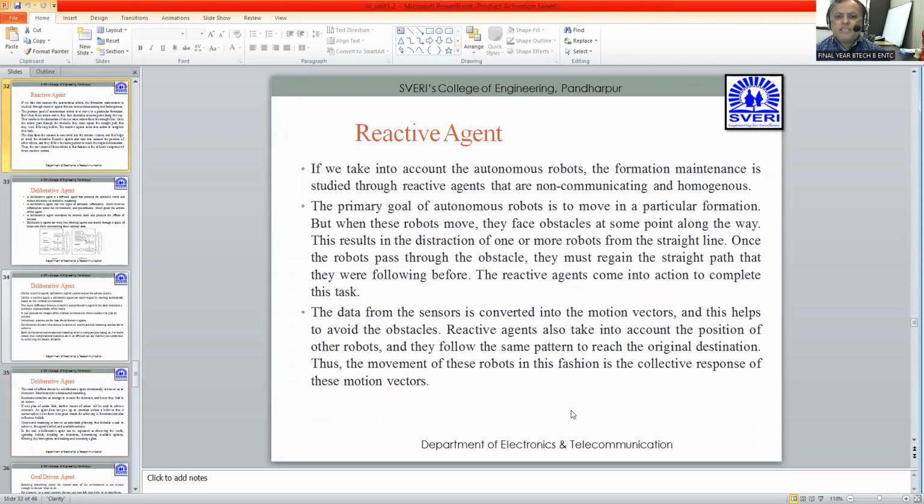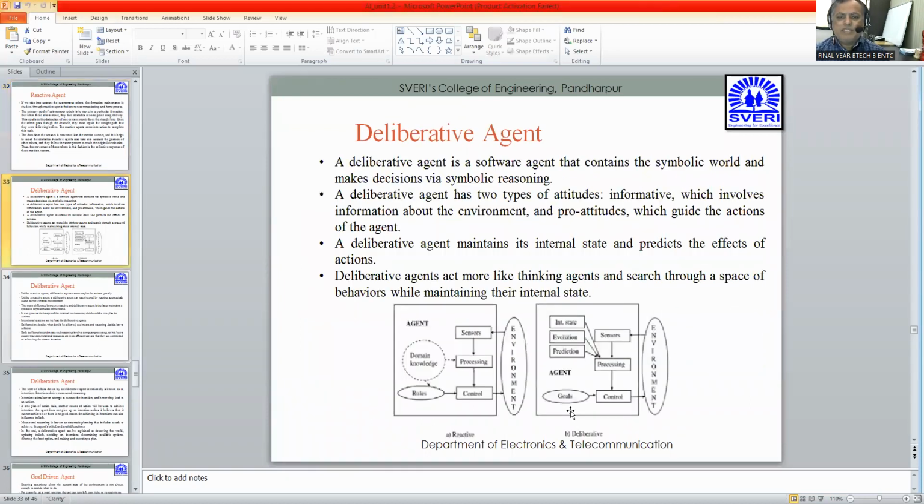One of the best examples we have seen of a reactive agent is the autonomous robot. The robot goes in a straight line and it faces an obstacle. As soon as it overcomes the obstacle, it should regain the straight path. How can it regain the straight path? By using reactive agents. So reactive agents play an important part in completing this task. That is the application or example of a reactive agent.